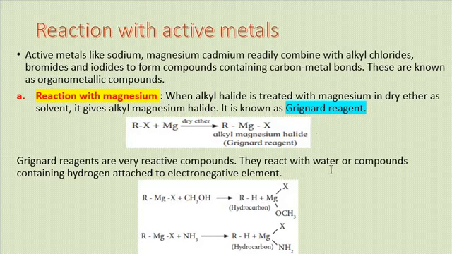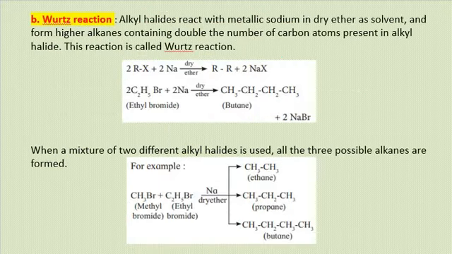They react with water or compounds containing hydrogen attached to an electronegative atom. For example, when Grignard reagent is treated with methyl alcohol, what will happen? Hydrocarbon will form and one byproduct would be formed. If Grignard reagent is treated with ammonia, what will happen? Hydrocarbon will form and the NH2 group from ammonia will get attached to the magnesium atom of Grignard. So this is how the reaction happens.